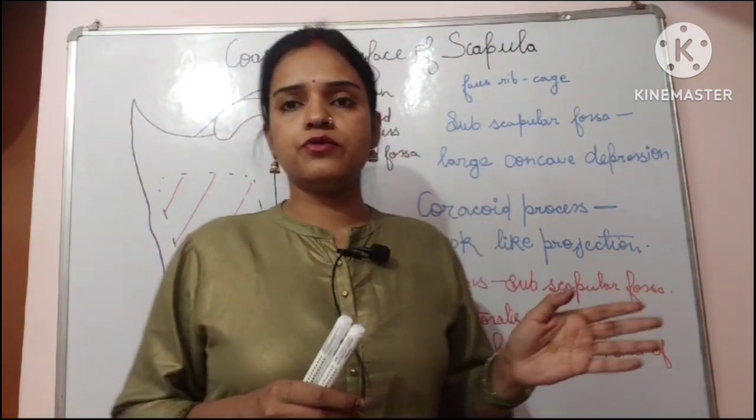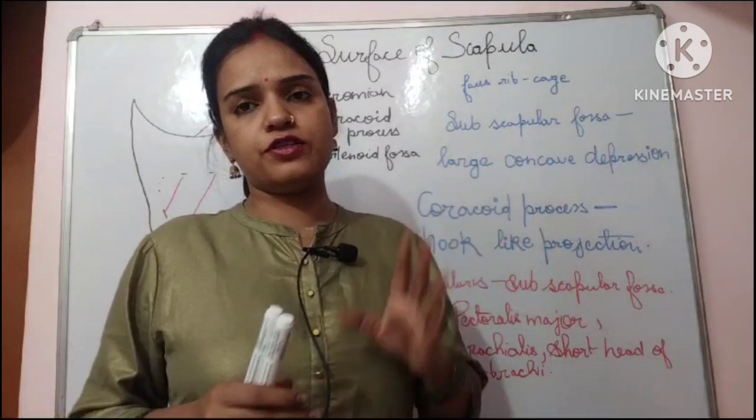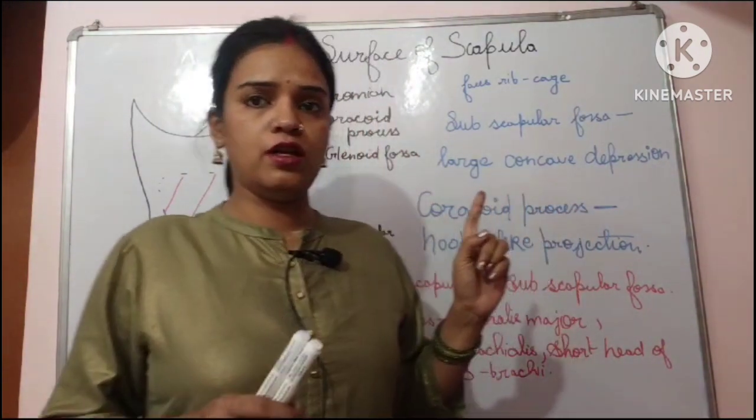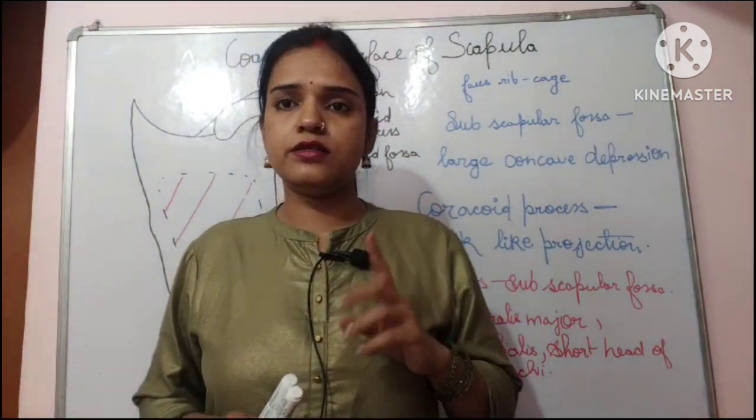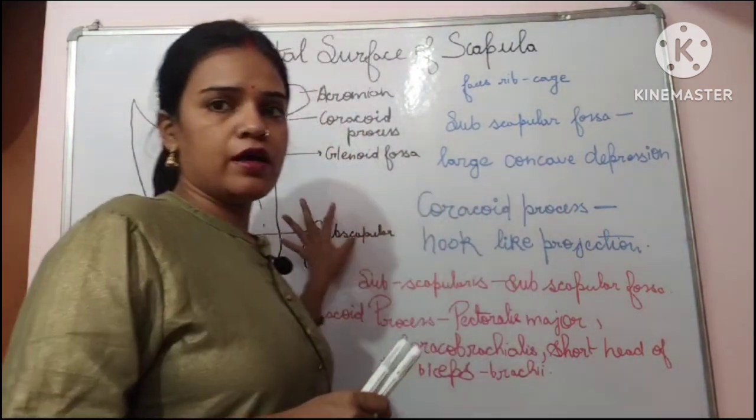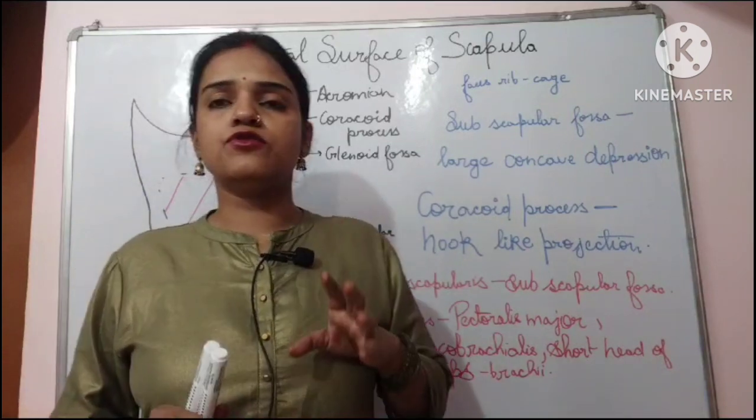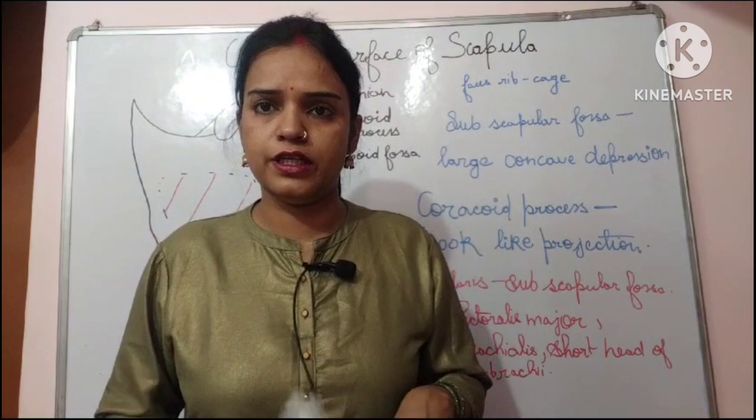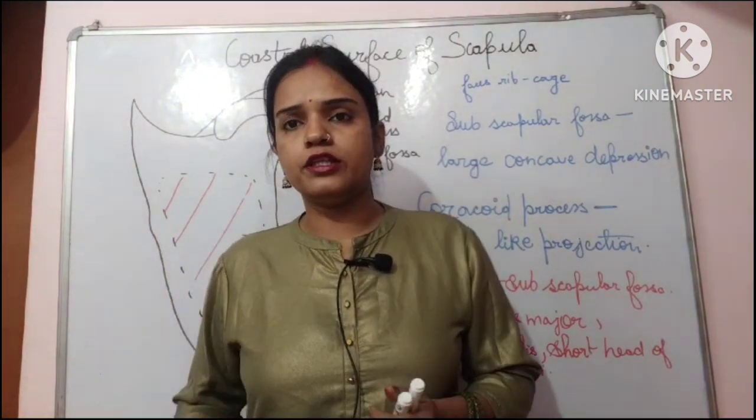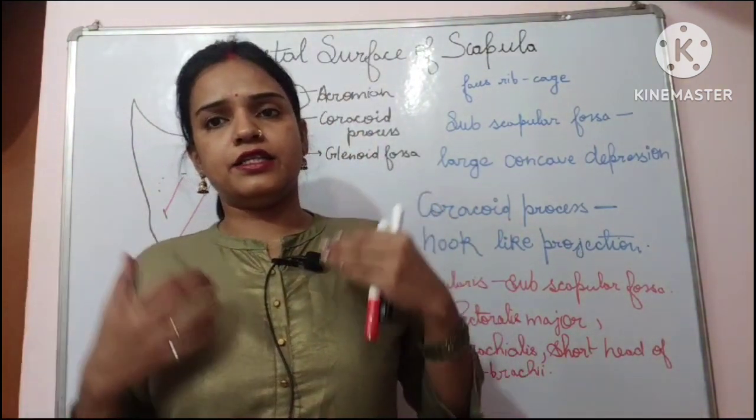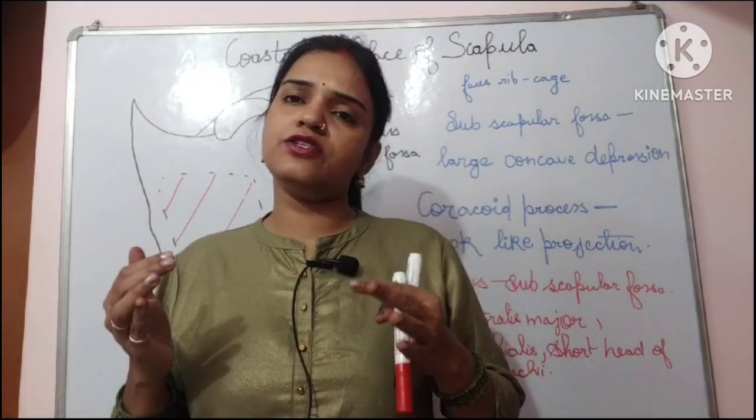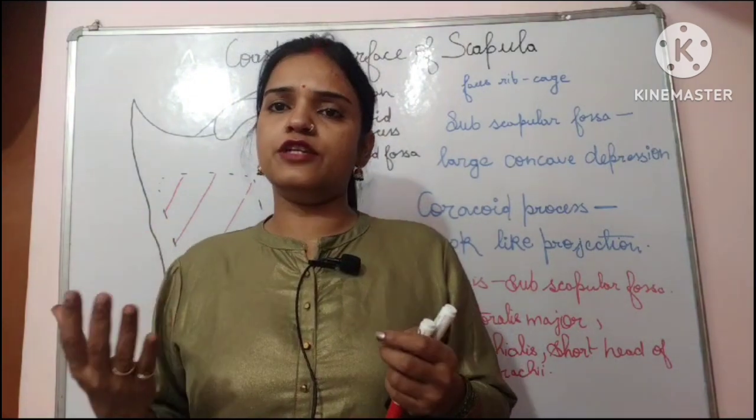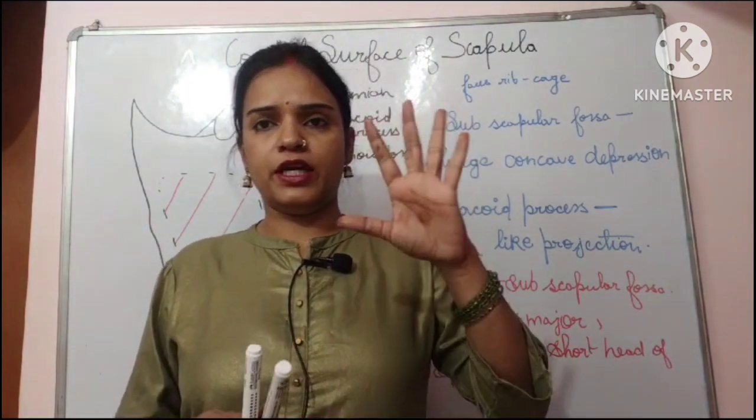So today we are going to study the surfaces of the scapula. First of all, we will study the costal, anterior or ventral surface of the scapula. First of all, we need to know that the scapular anterior surface is concave in nature. Another important thing we need to know is that the anterior surface of the scapula faces the rib cage, as it is facing anteriorly, so naturally it will face towards the rib cage.